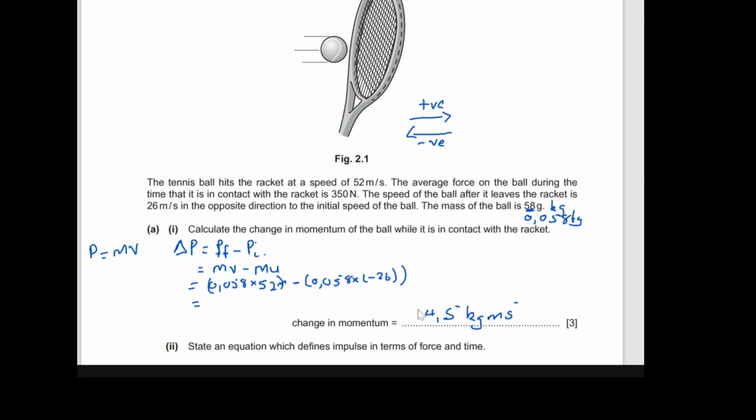Remember, momentum is mass times velocity. We call this a derived quantity, where we are saying kg meters per second. So the unit is kg meters per second. Okay. Let's go to the next question, part two.